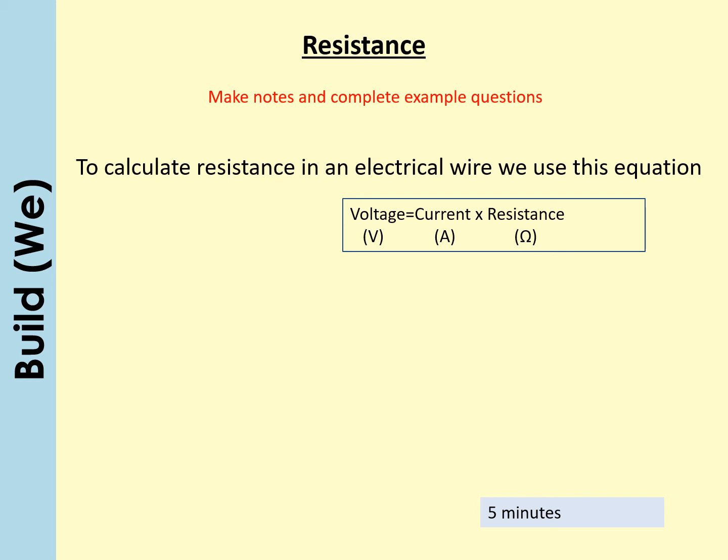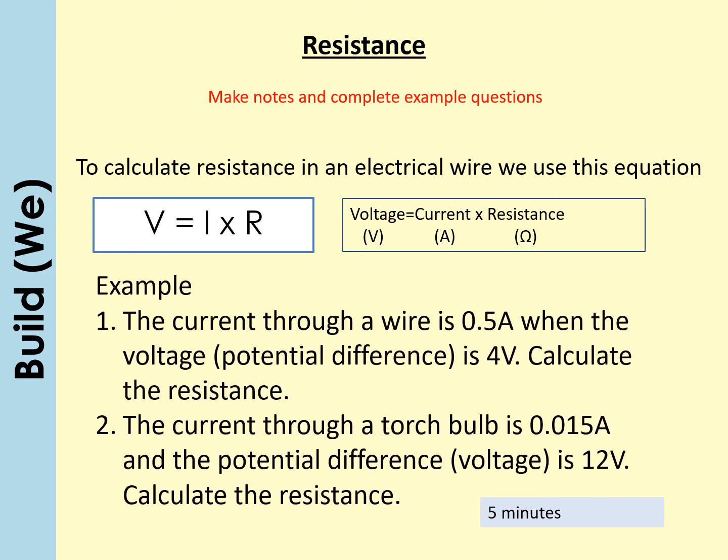So voltage equals current times resistance, and we typically write it as V equals I times R. V is voltage, R is resistance, and I is current. It's the universal letter for current, measured in amps. So let's have a look at a couple of examples of this. We've got a current through a wire. It's 0.5 amps when the potential difference is 4 volts.